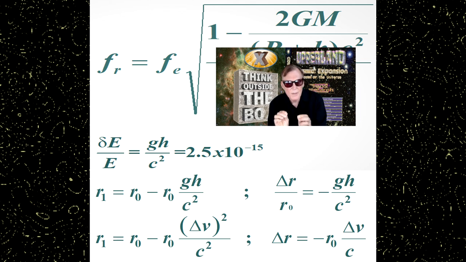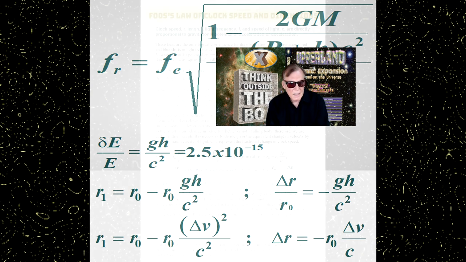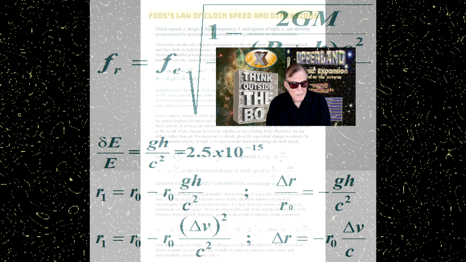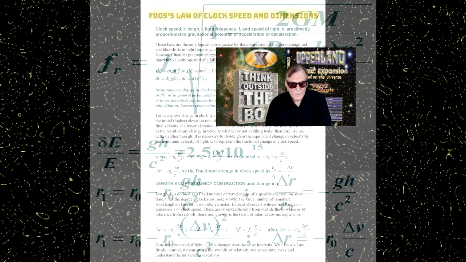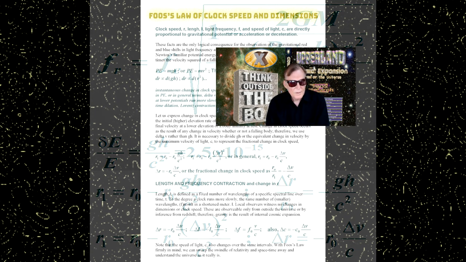This is what the Pound-Rebka experiment proved. A clock speed R is reduced by the fractional increase in velocity due to Newton's gravitational potential energy formula. Capital delta R, change in clock speed, is then equal to the initial clock speed R sub naught times the change in velocity over the speed of light. And we're talking about, with potential energy, of course, the change of velocity over the period of time that the object fell.